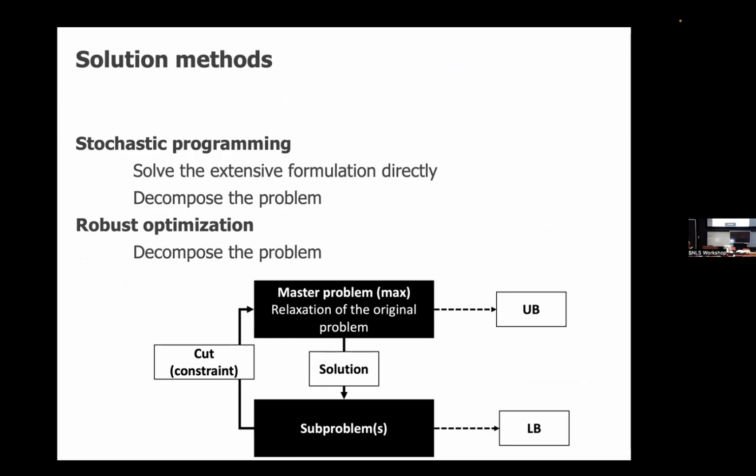But how do we decompose the problem? So we pick the original problem and we create a relaxation of the original problem. And if you create a relaxation and then you are maximizing, you get an upper bound, and then you have some subproblems. You pass the solution from the master to the subproblems. You calculate a lower bound if they are not equal or within a tolerance. Then you add a cut or a constraint to the master problem, and you iterate until they are close enough.